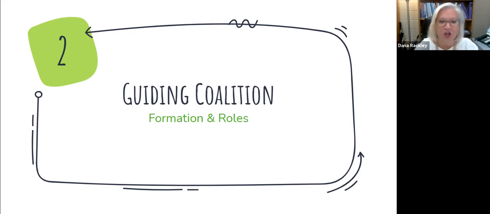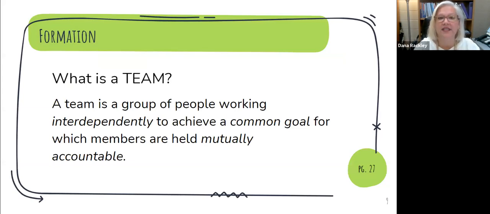All right, so the next screen talks about what is a team. Now, this is the definition that Solution Tree uses for what is a team. A team is a group of people working interdependently to achieve a common goal for which members are mutually accountable. So interdependently means you have to have each other.